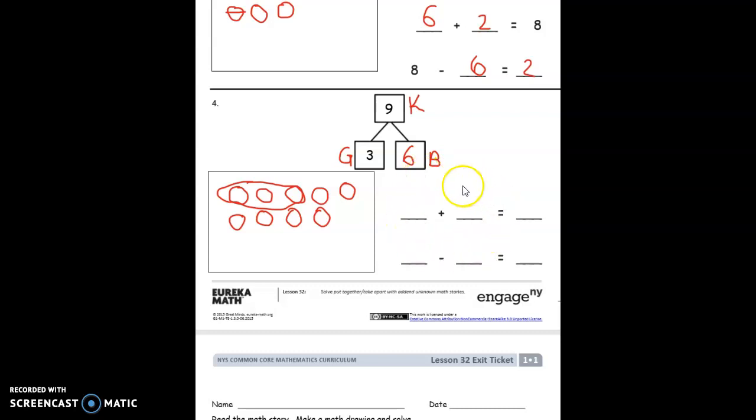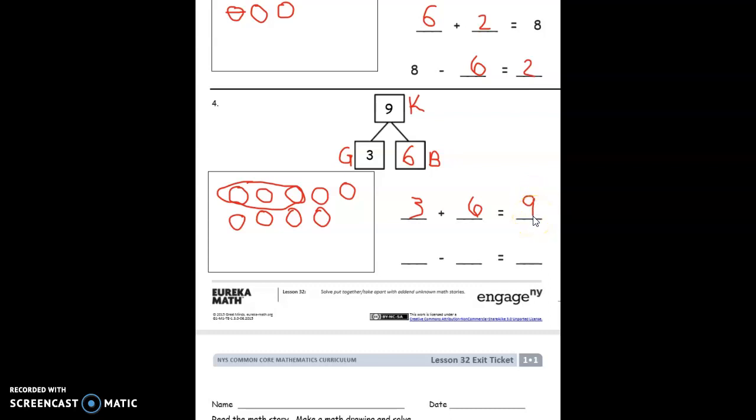Now let's fill out our addition and subtraction sentences. They have left each blank open for us to fill in. Let's use these 3 numbers. We have 9, 3, and 6. Our part always goes first in addition. What is our part? Yes, 3, because we have 3 girls, and 6, because we have 6 boys. And how many kids do we have altogether?